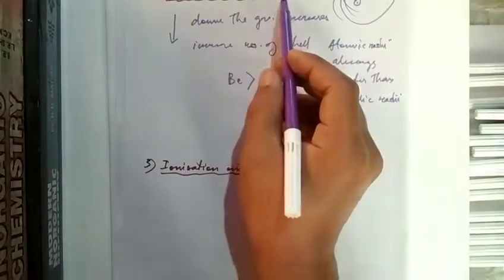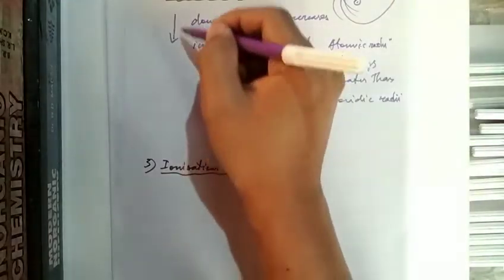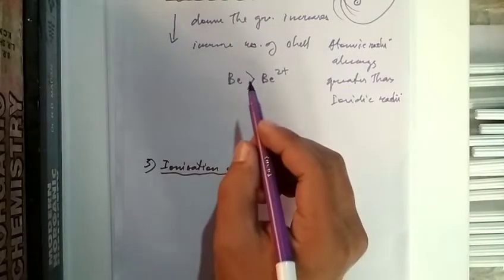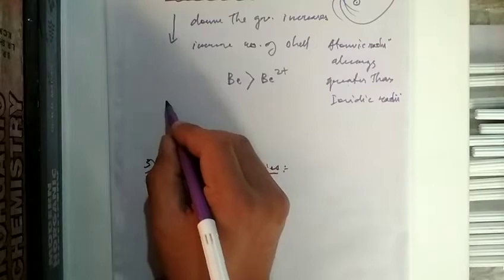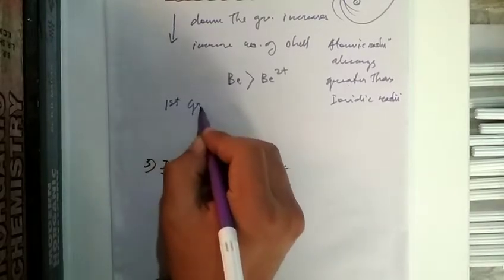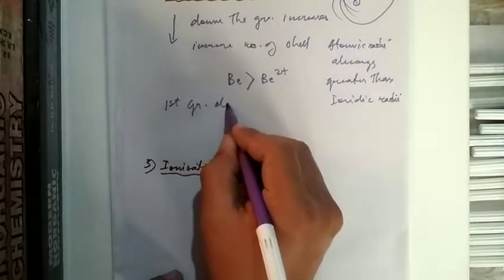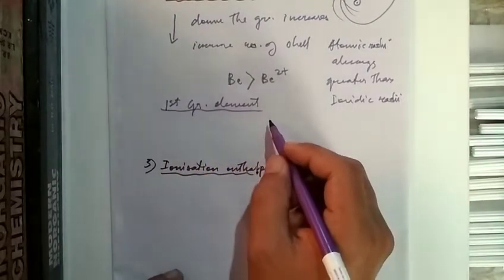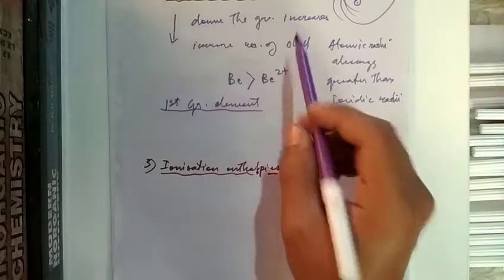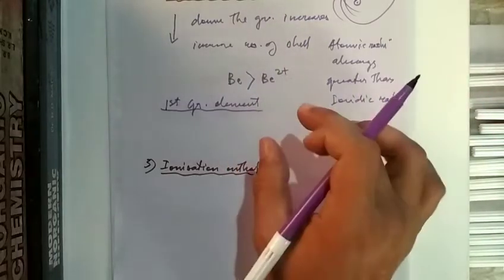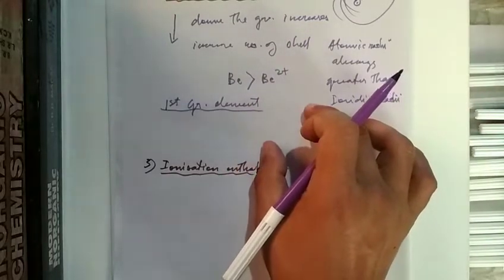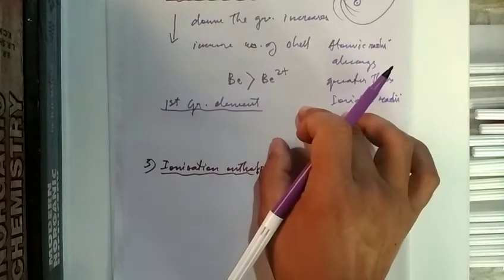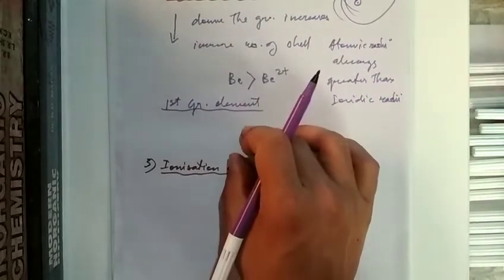Now, atomic and ionic radii, we have discussed that it increases down the group. Now we'll compare with the first group elements. The atomic and ionic radii of group 2 elements is less than the first group elements.